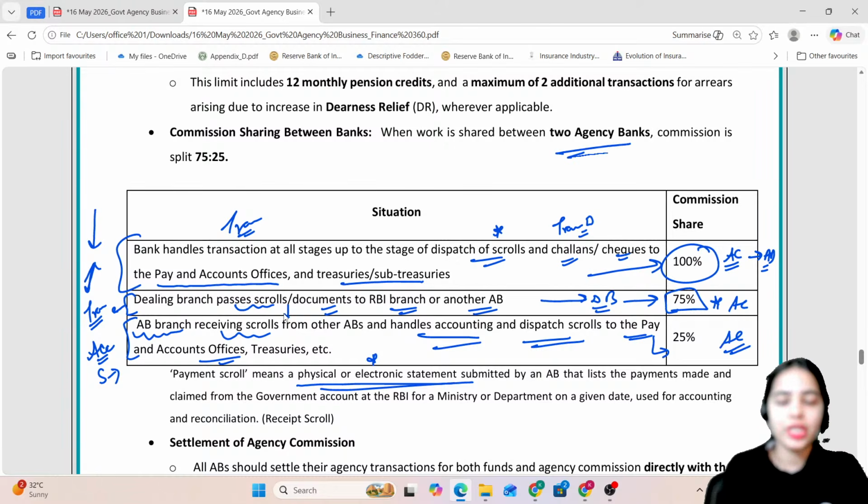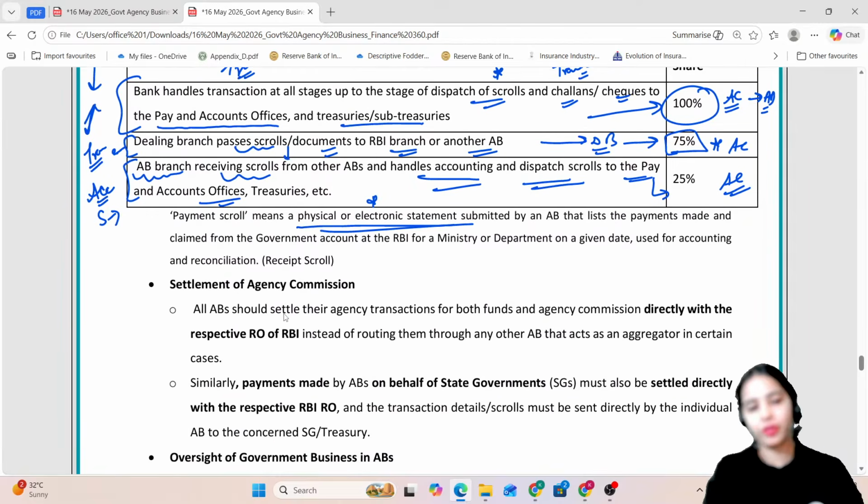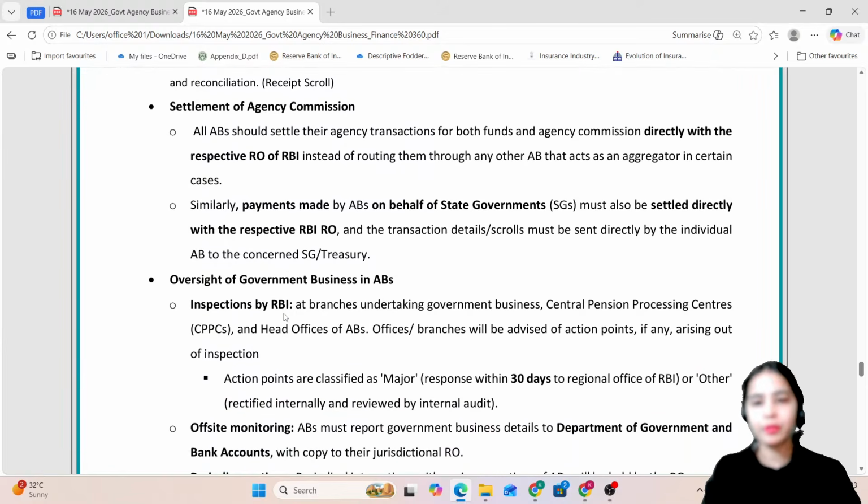So the agency commission can be divided between two agency banks on the basis of the dealing branch and the accounting branch. The dealing branch will get 75% of the commission and the accounting branch will get 25% of the commission. Settlement of agency commission: basically, all agency banks should settle their agency transactions for funds and agency commission directly with the respective regional office of the RBI. So you can read this, nothing much important.